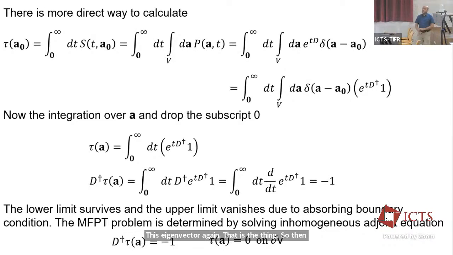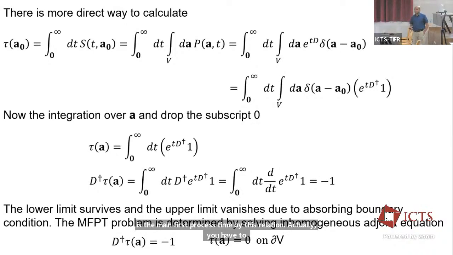So then how do we calculate this mean first passage time? We have got a relation: D dagger tau(A) is basically equal to -1. This is the mean first passage time. By this relation you can calculate the mean first passage time, where tau equals 0 on del V, meaning on the surface.